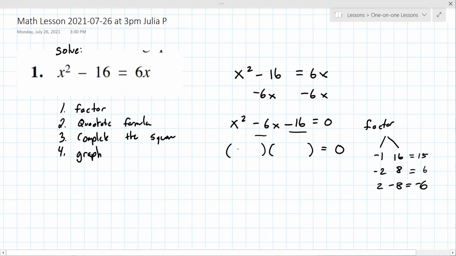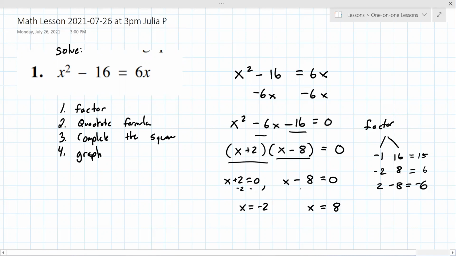So it would be x plus 2, x minus 8 equals 0. From here, you set each of these equal to 0: x plus 2 equal to 0 and x minus 8 equal to 0. So the first solution is negative 2, and the second solution is positive 8, because you're subtracting 2 from both sides and you're adding 8 to both sides. Okay, so let's try another one like that.